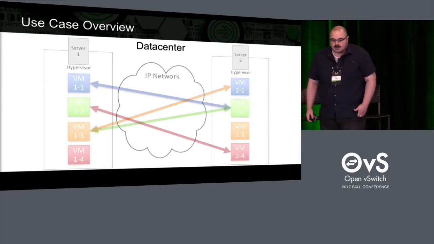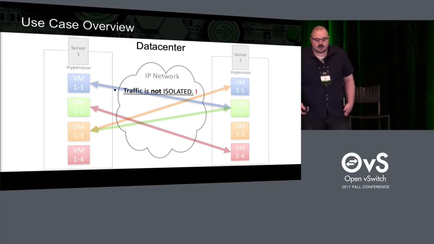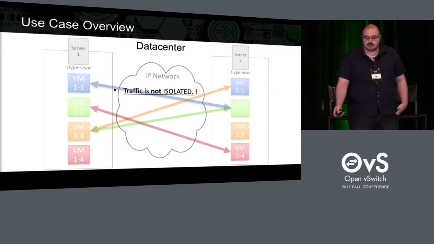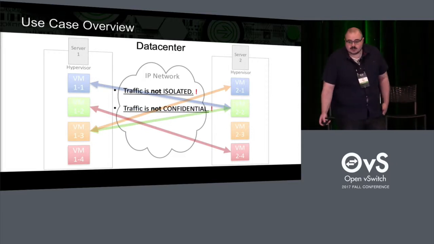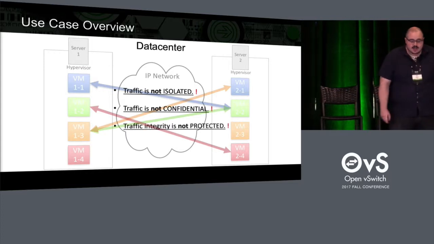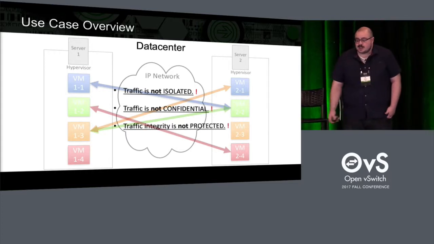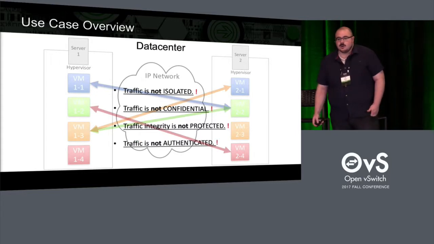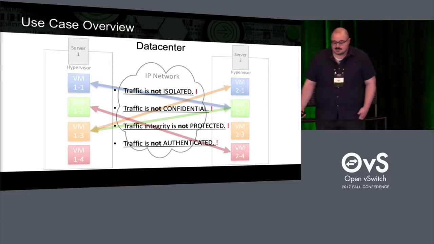So we sat back and asked the 4 questions. Well, here we have a couple of problems. Our traffic isn't isolated. It could end up at the wrong VM. It's not confidential. Anybody sitting in the IP network could see what's being sent in the clear. Its integrity isn't protected. How do we know it's not being modified in transit when it's being sent and received? And then finally, it's not authenticated. How do you know that it's come from the person you think has sent it?